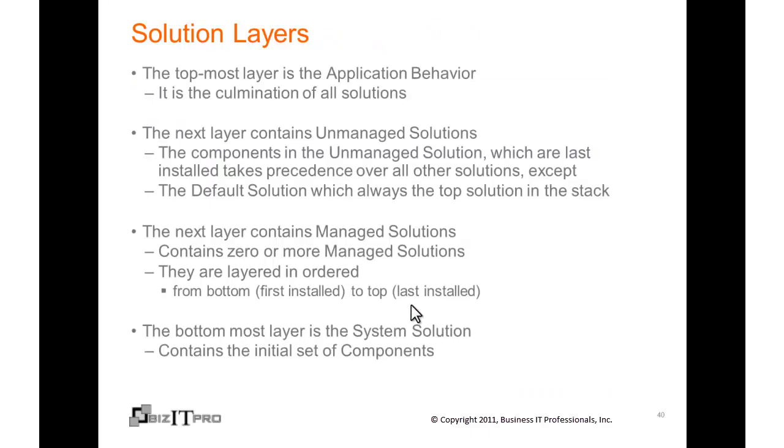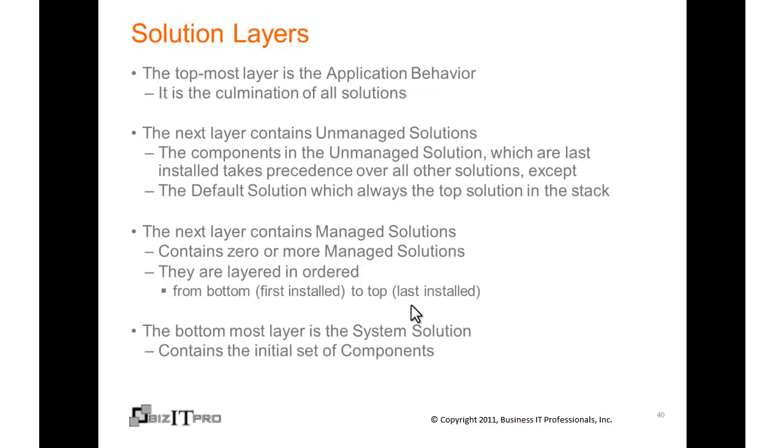The topmost layer is considered application behavior, and it's the culmination of all the solutions in a particular organization. The next layer contains unmanaged solutions. The components in the unmanaged solutions layer, which are last installed, take precedence over other solutions, except that the default solution is always at the top of the stack of solution layers. The next layer contains managed solutions and can contain 0 or more managed solutions. They are layered in the order of installation or import, from the bottom, the first installed, to the top, the last installed.